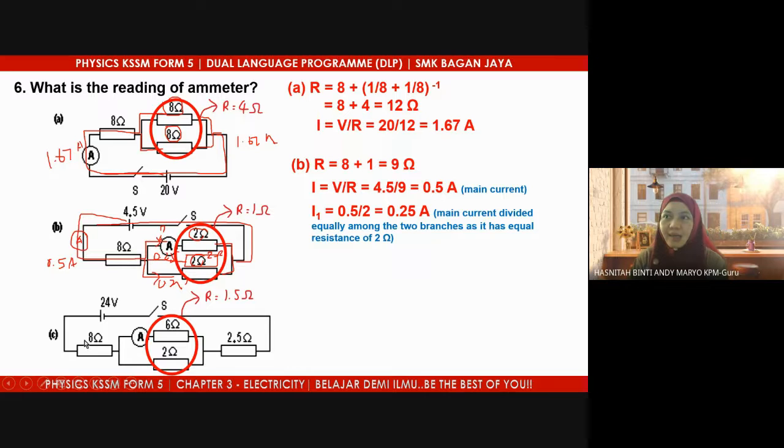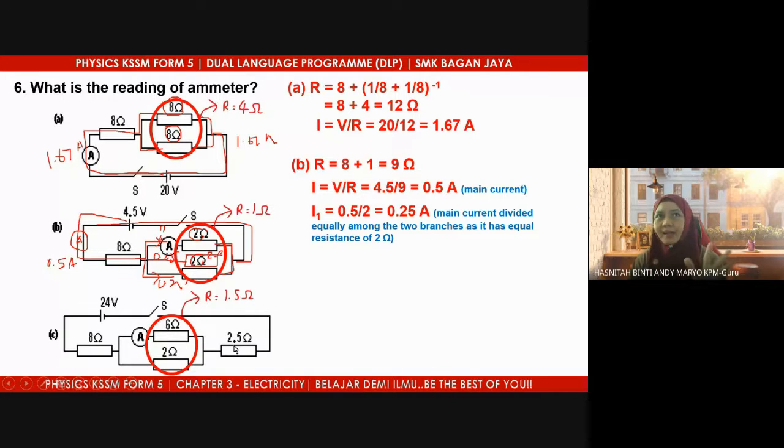Okay, try C, the last question for today. C is similar to B. The position of the ammeter is the same, at the top branch of the 6 ohm resistor. But the case now is that they are not identical, so you have to find it through calculation. We have 8 ohm at the front and 2.5 ohm behind.